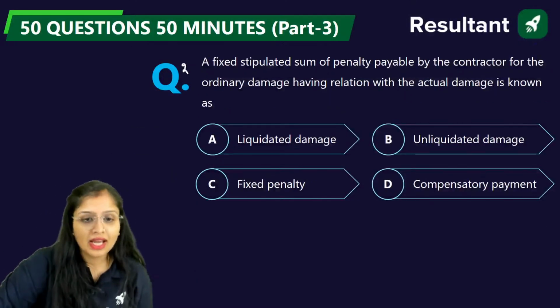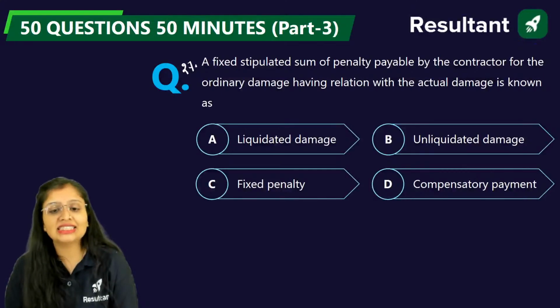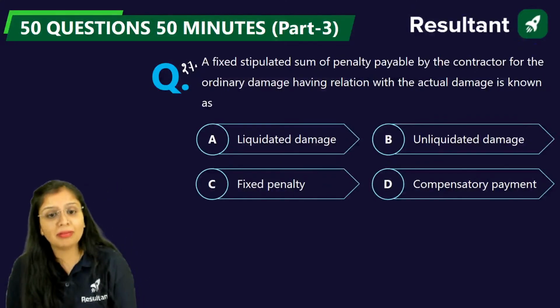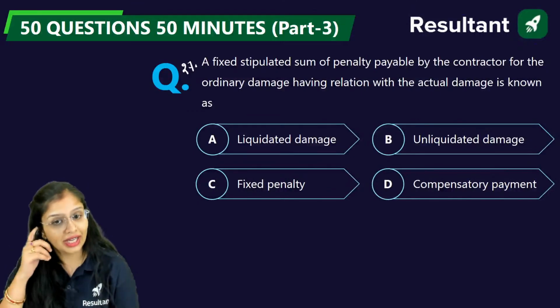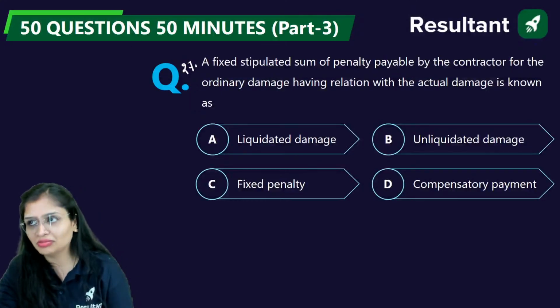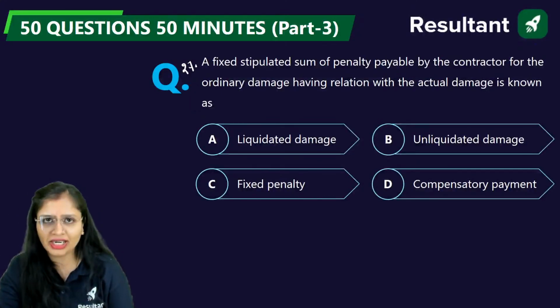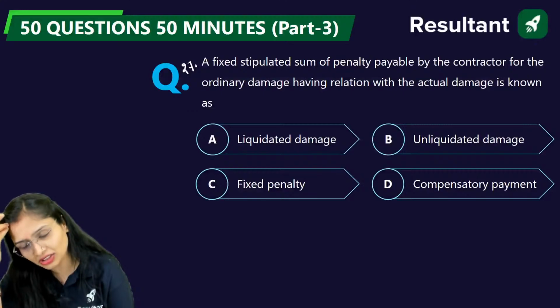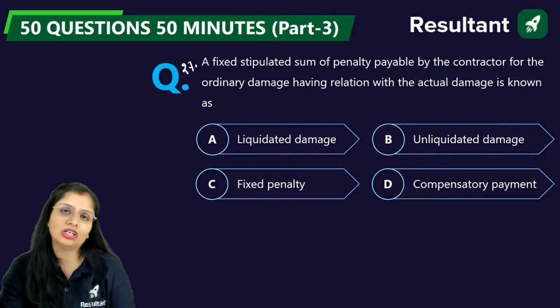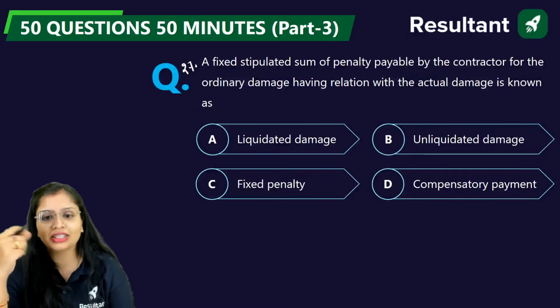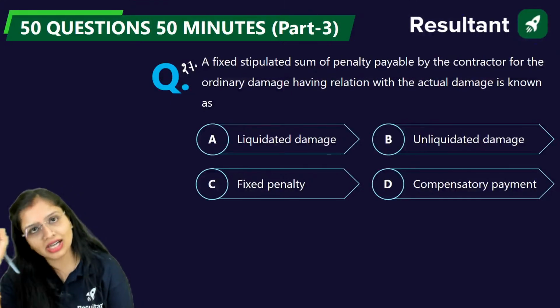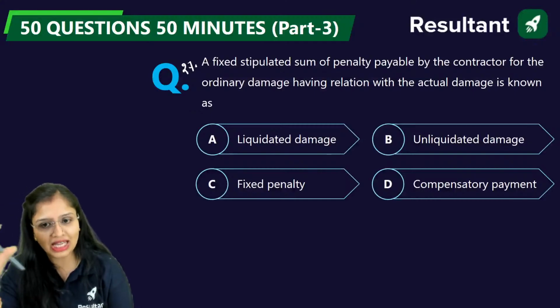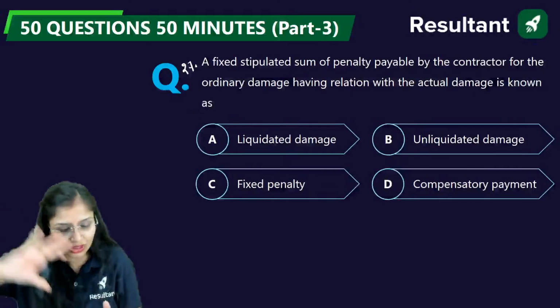27th. A fixed stipulated sum of penalty payable by the contractor for the ordinary damage having relation with the actual damage. Obviously when you do something, damage takes place, you have to pay the penalty. If you're in school and you break the school's property, then you have to pay the money for that damage. So here a fixed money is there which a contractor has to pay for the ordinary damage, with relation to the actual damage.